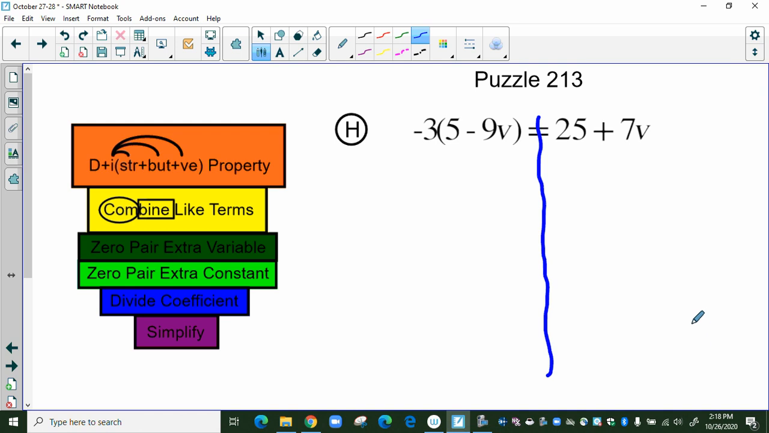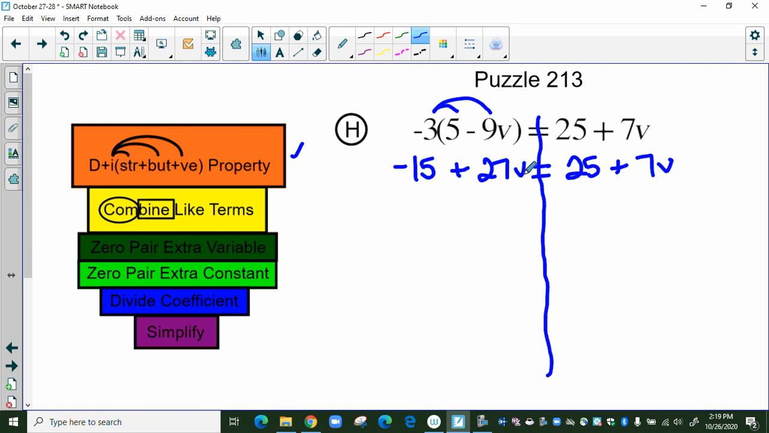This problem is just like those other ones, so right now why don't you pause the video, work this out, and then start it up again to see if my answer matches yours. All right, we're going to do the distributive property, which is right here with the parentheses. Negative 3 times 5 is negative 15. Negative 3 times negative 9v is positive 27v. Remember to watch out for your negatives.